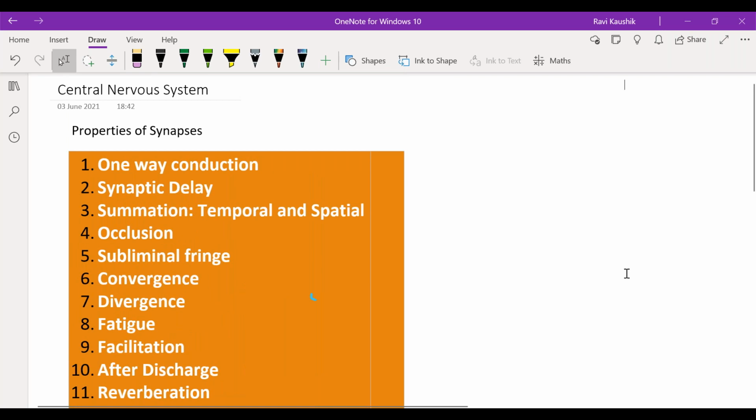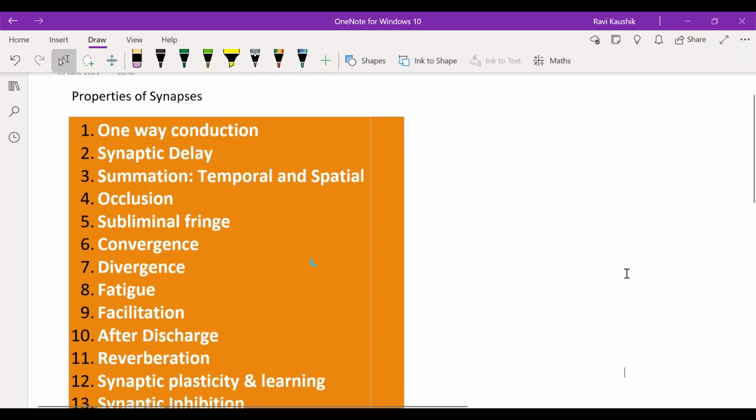So today we are going to discuss the properties of synapse. In our last class, we discussed the organization of the nervous system, and we started a few features of synapses, right? While reading synapses, we saw that there are two types of synapses as per the physiological classification. One of them is electrical synapse, the other one is chemical synapse. The chemical synapse has a different set of properties as compared to electrical synapse.